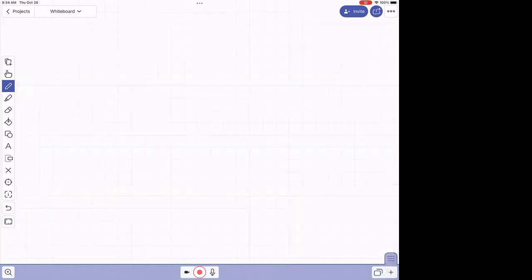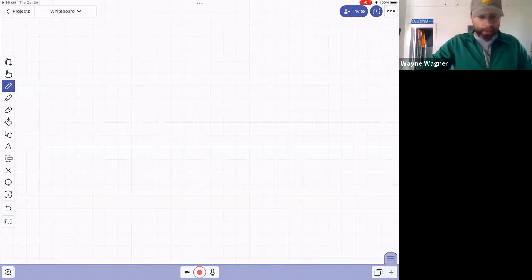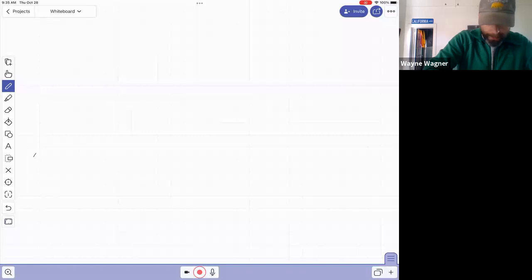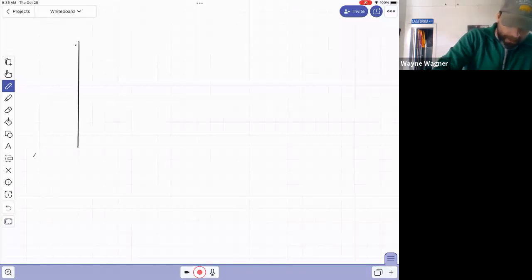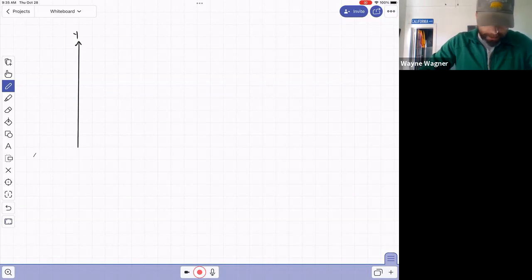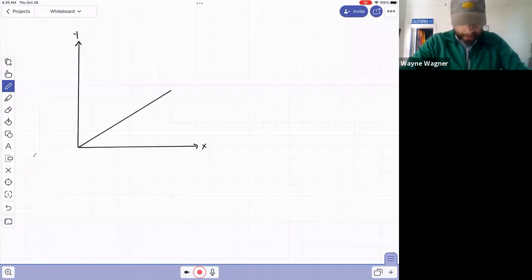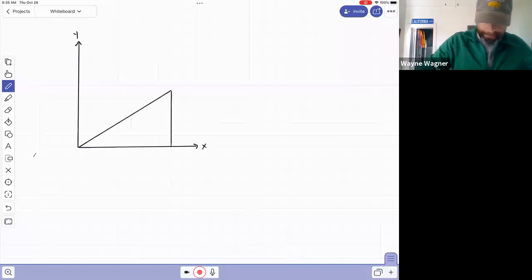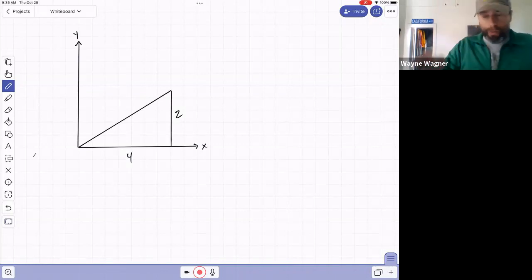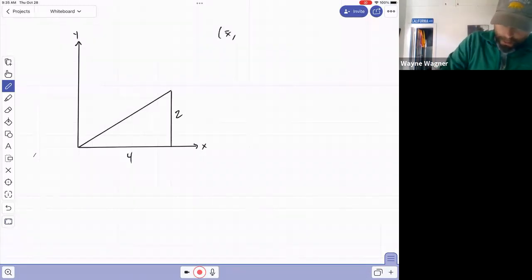Integrals. Okay. So anyway, last time I drew this. This is Y, this is X. We've got a triangle that looks like this. It's not exact, but it's something along these lines. This is 2 and this is 4. And what we're looking for is where is the centroid?